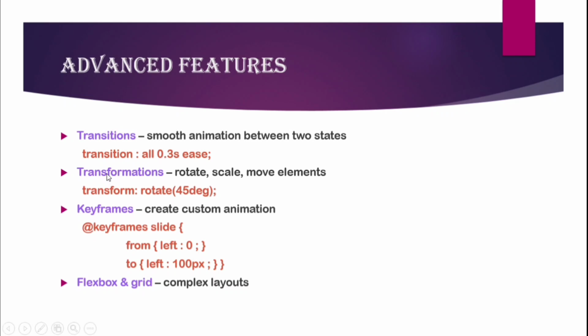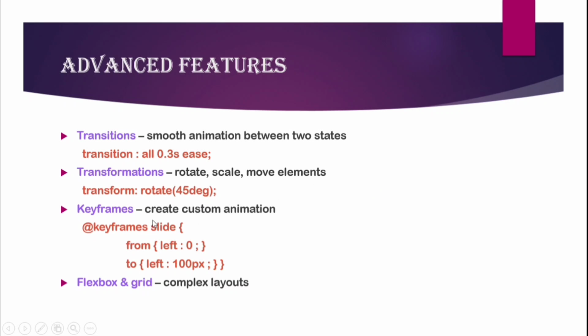Okay. Then we have transformations. What is transformation? We want to rotate or scale the image. That means you want to enlarge the image when you hover onto it, or shrink the image, or you want to move the elements towards the right side, left side, up and below. Then we use transformations. For that, we have the code transform: rotate(45deg). This will only apply whenever you hover onto that particular element. So whenever you hover onto the element, the transform rotate equal to 45 degrees is applied, and the element will automatically rotate 45 degrees.